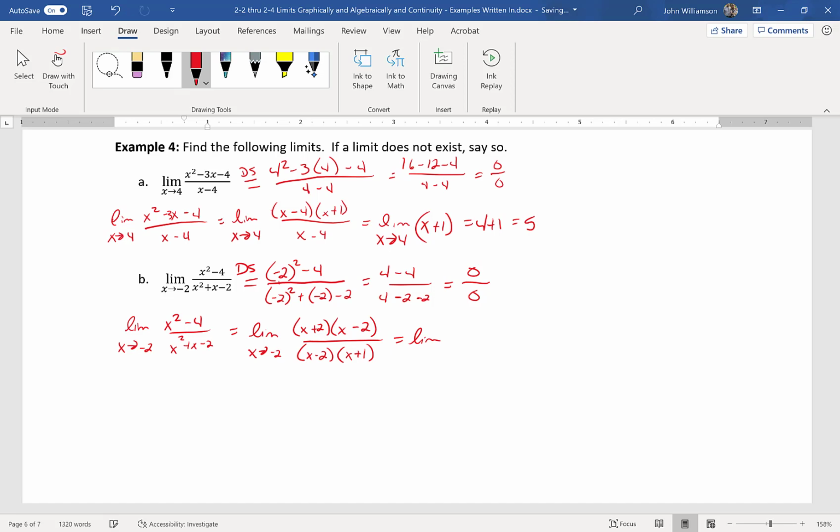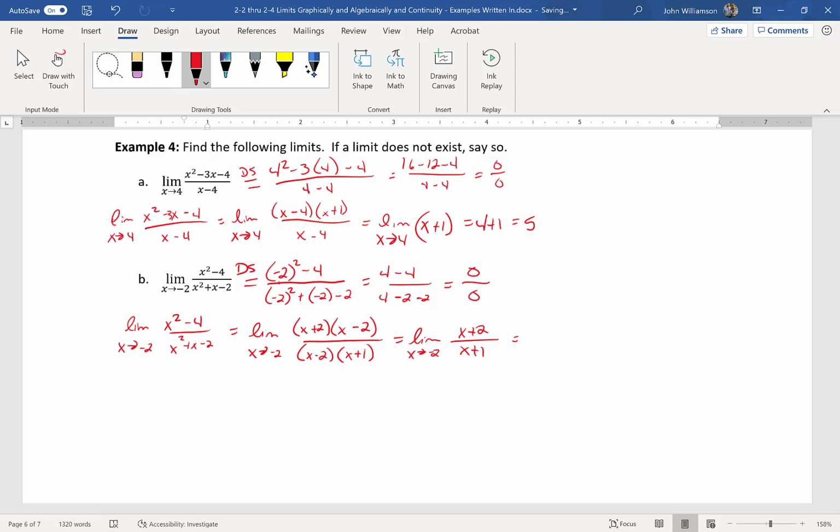Now we have a common factor of x minus 2 in our numerator and denominator that is going to cancel. So the limit as x is approaching negative 2 of (x plus 2)(x minus 2) over (x minus 2)(x plus 1) was our original limit. Now we can say that's equal to the limit of just (x plus 2) over (x plus 1) because those two functions agree at all but one point. So again, we're using that theorem. And at this point, what was causing our issue in the beginning? It was dividing by 0.